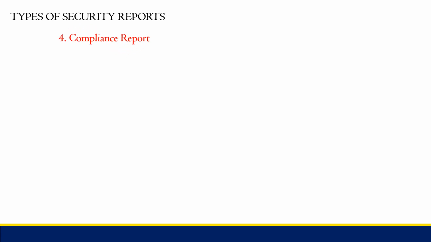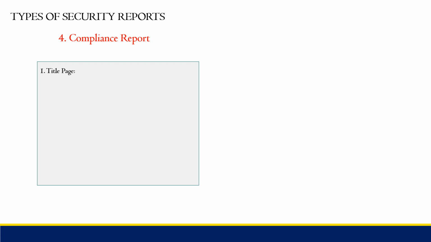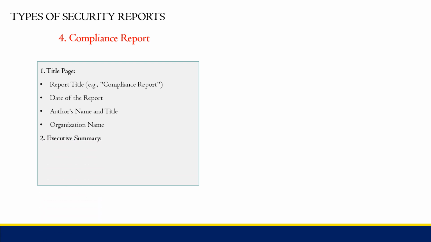4, compliance report. 1, title page. Report title, for example, compliance report. Date of the report. Author's name and title. Organization name. 2, executive summary. Summary of compliance status. Key findings and recommendations.